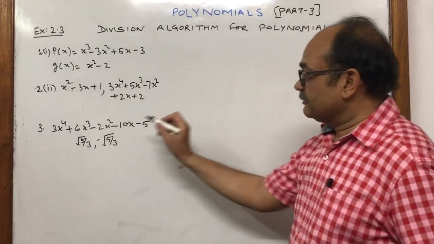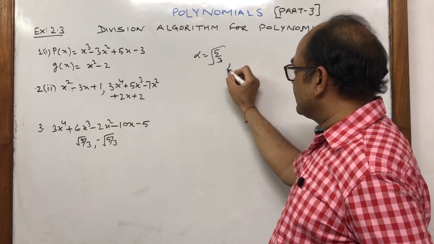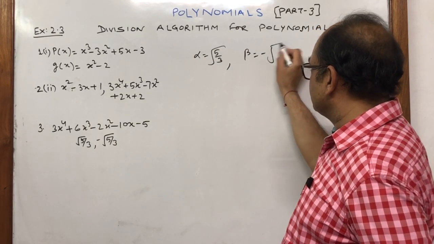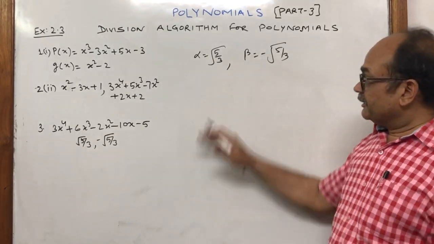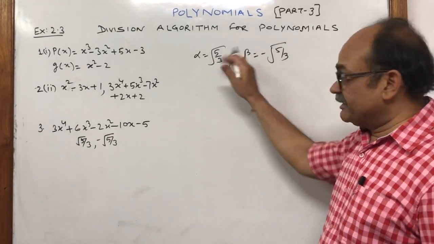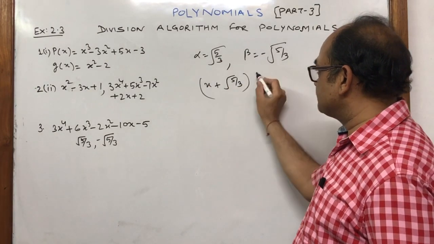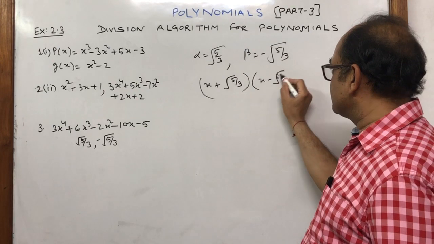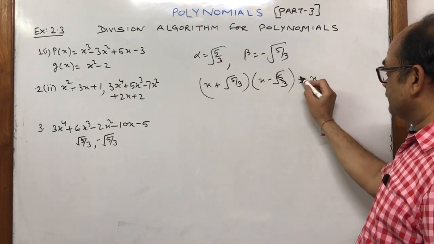So here we start. First, alpha is given as root 5 by 3 and beta is given as minus root 5 by 3. These are the zeros. It means we can write the factors as x plus root 5 by 3 and x minus root 5 by 3. These two are the factors. And if we combine them, what are we getting?